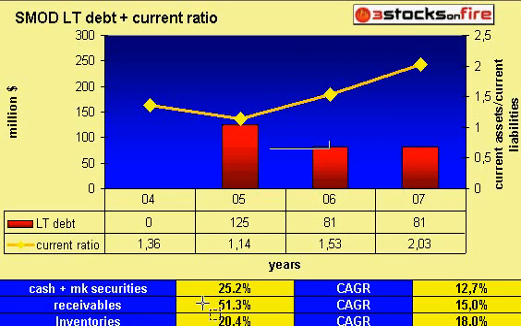Receivables account for 51% of the total current assets, and the inventory is 20.4%. So really not a very strong balance sheet. I'll stay with that 1.04 dilution factor.